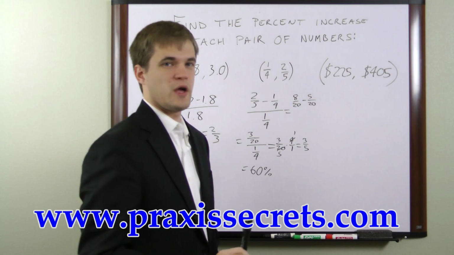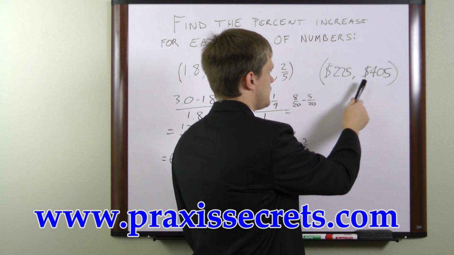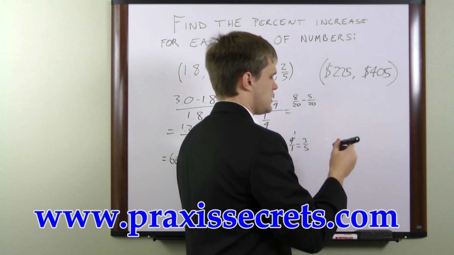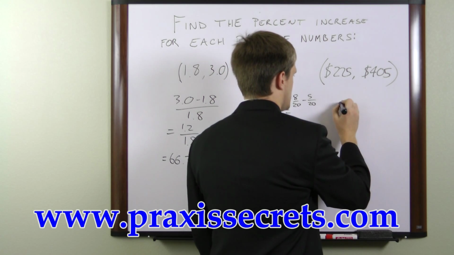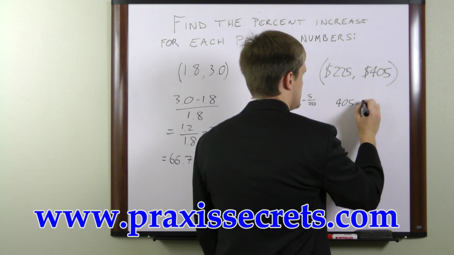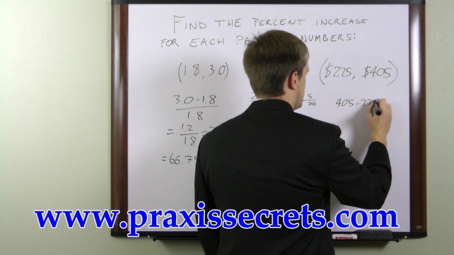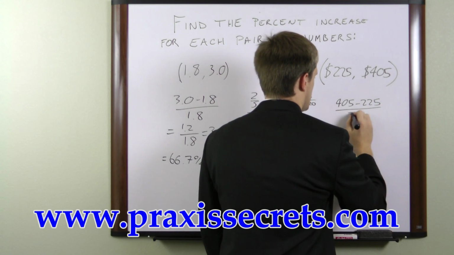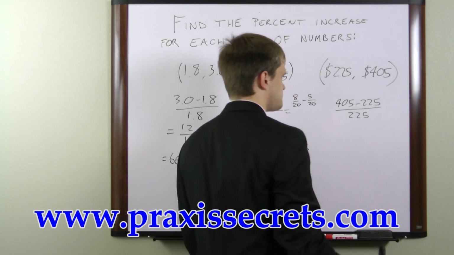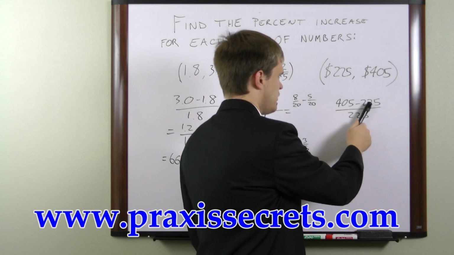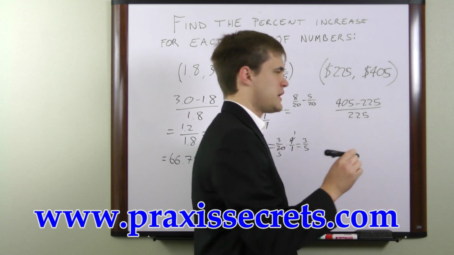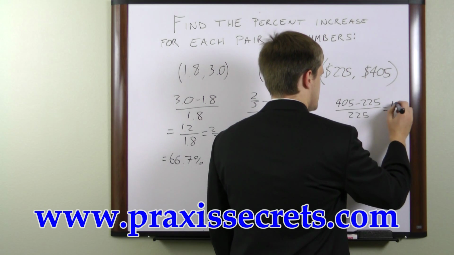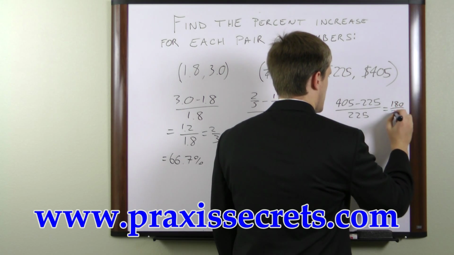In this final example, we have dollar amounts. We have 225 and 405. So we'll take the final amount, 405, subtract the initial amount, 225, and divide by the initial amount, 225. Now, 405 minus 225 is 180. So what we have is 180 divided by 225.